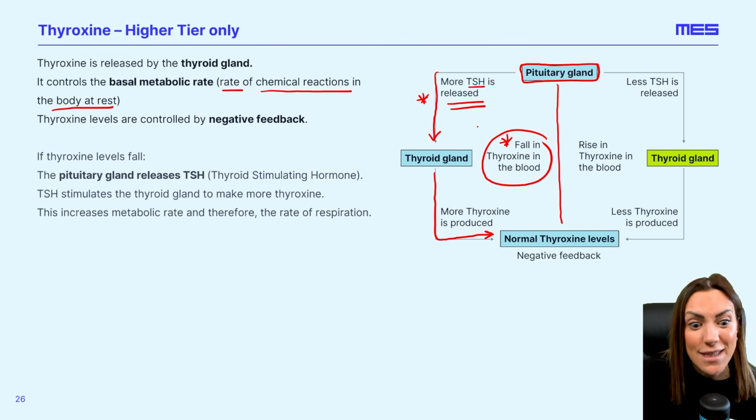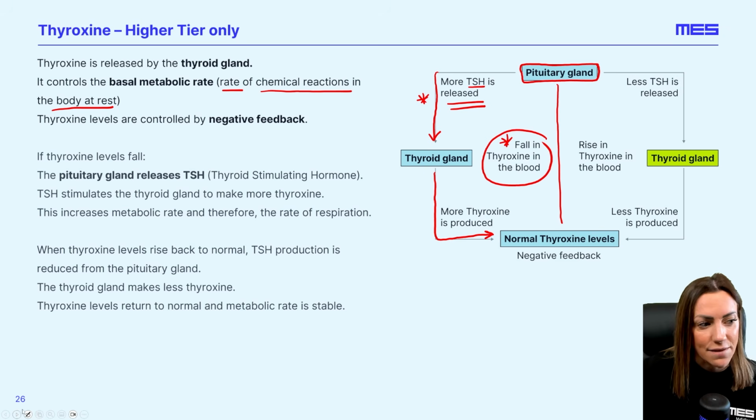That's why it's called thyroid stimulating hormone, right? From the pituitary gland, because it stimulates the thyroid to release more thyroxine. That means your thyroxine levels will increase. That means your metabolic rate will increase. Your rate of respiration will increase back up to normal.